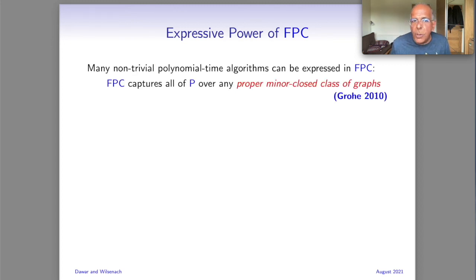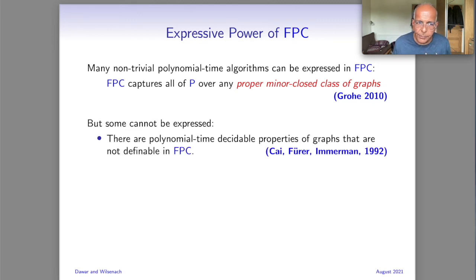There are many problems which are polynomial time, but not obviously polynomial time, in the sense that it takes effort to show that there are polynomial time algorithms, which turn out to be in FPC. One of the most comprehensive results along this line is Grohe's monumental result that fixed point logic with counting captures all polynomial time properties on proper minor closed classes of graphs. If you don't know what these are, I'm not going to go into much more detail. I just wanted to flag this really important result.